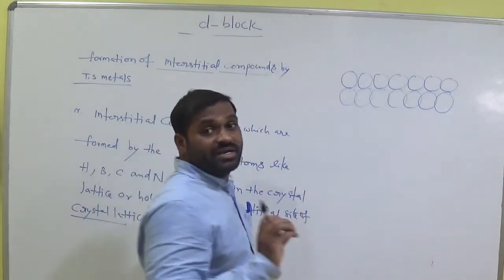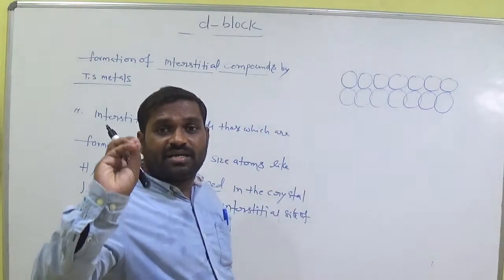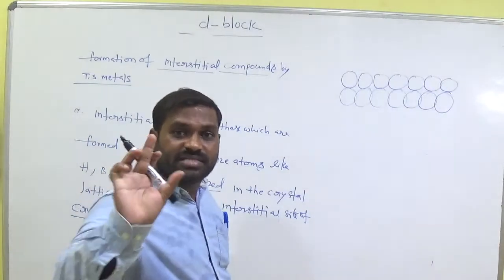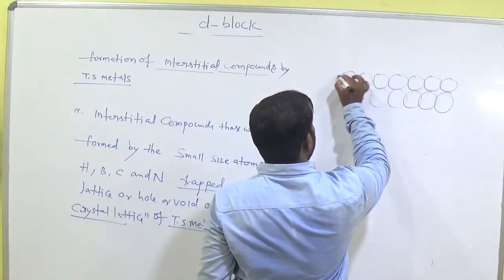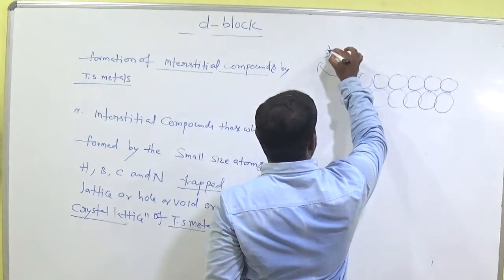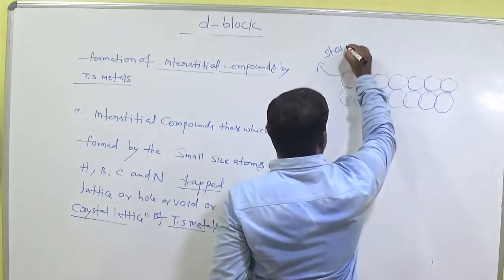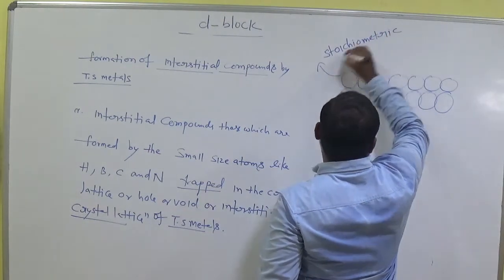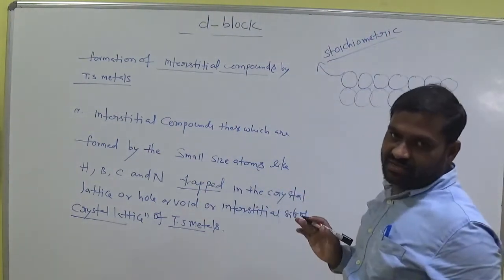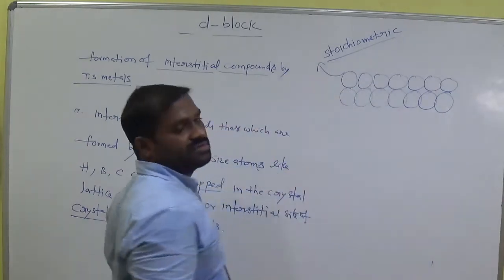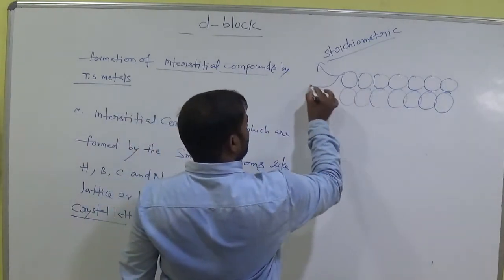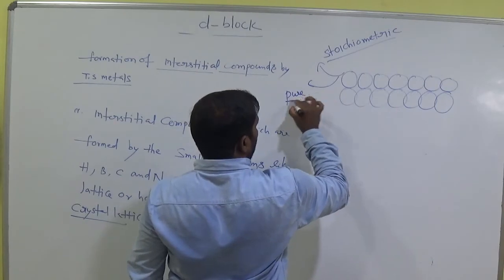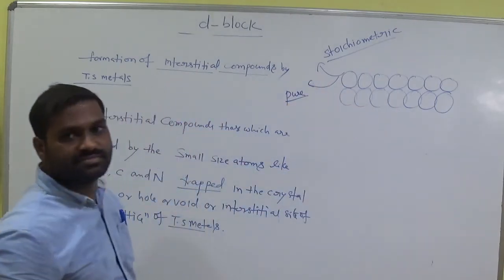So if the arrangement of particles in the solid or crystal is perfect, then we call it stoichiometric. That means perfect order here. It is pure. We call it stoichiometric, or simply we call it pure material.